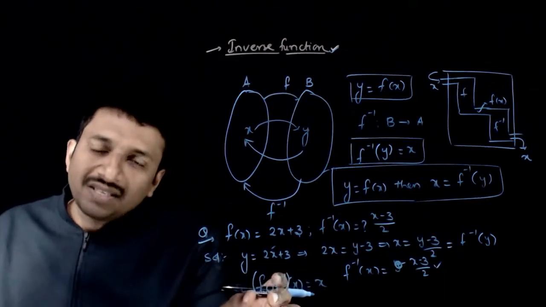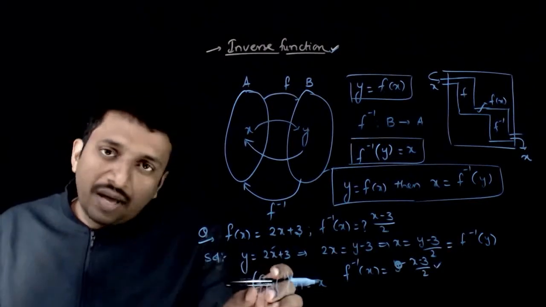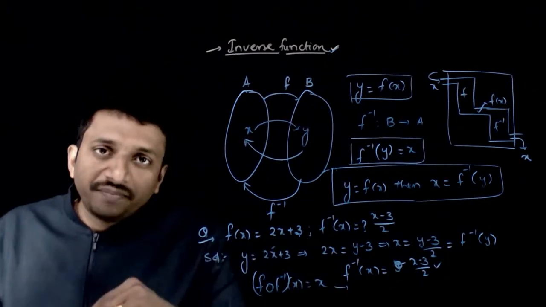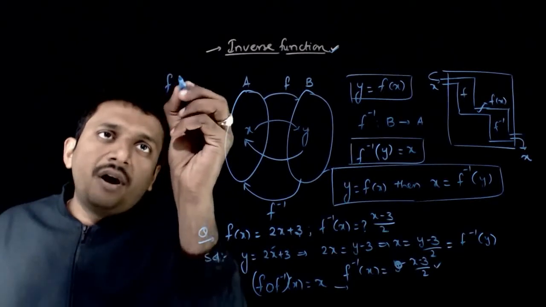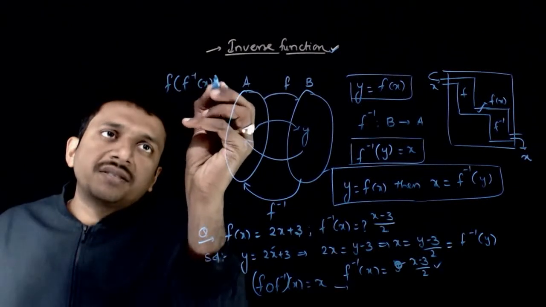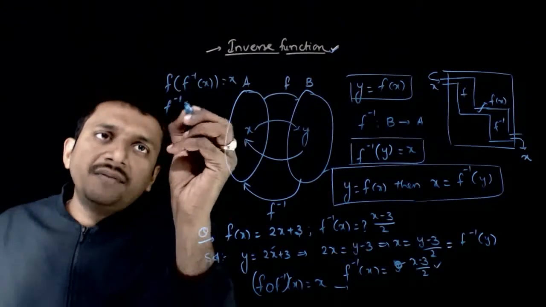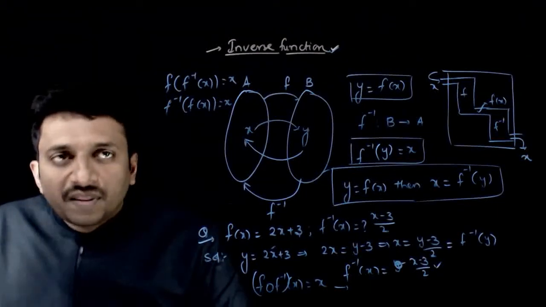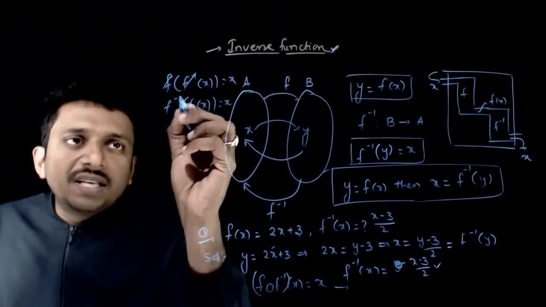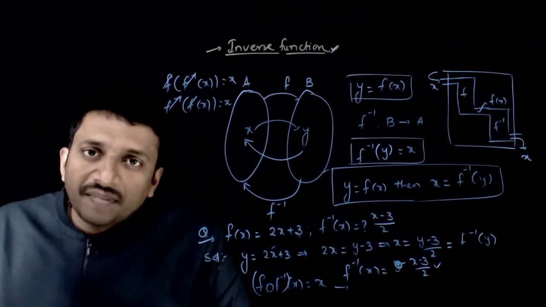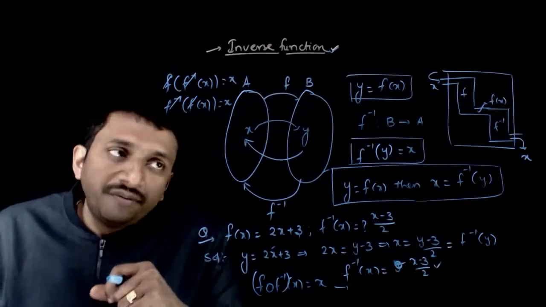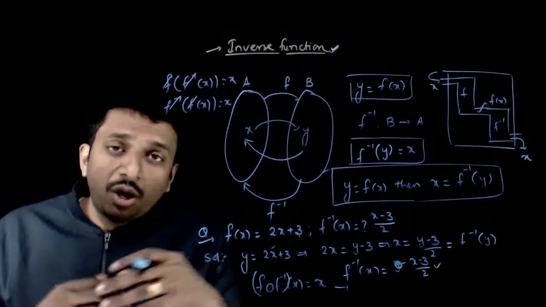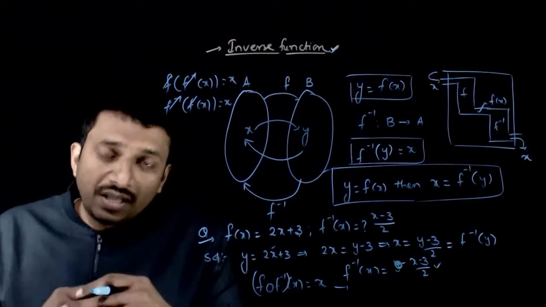f and f inverse in some way cancel out each other. So f of f inverse of x is equal to x, right? f of f inverse of x is equal to x, and f inverse of f of x is also equal to x. So in some way f and f inverse get cancelled. So this is the concept of inverse function. There is a lot more to learn about inverse function, but those are the topics which will be best left for 12th class.